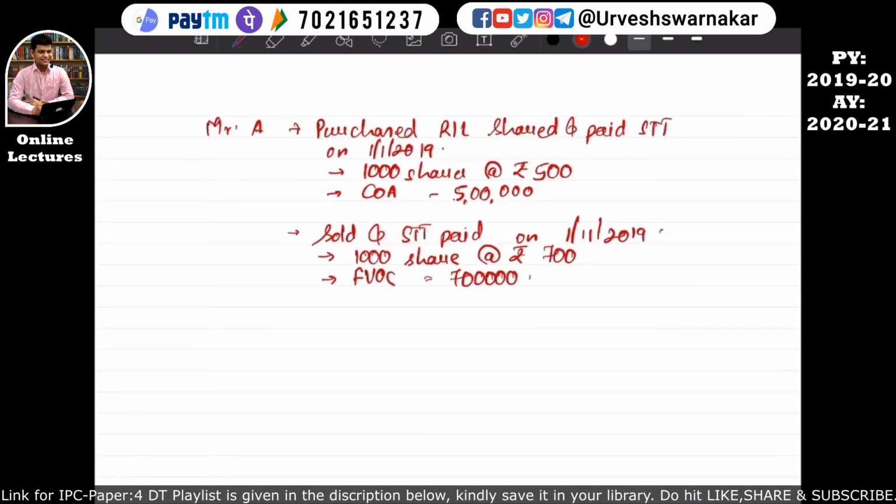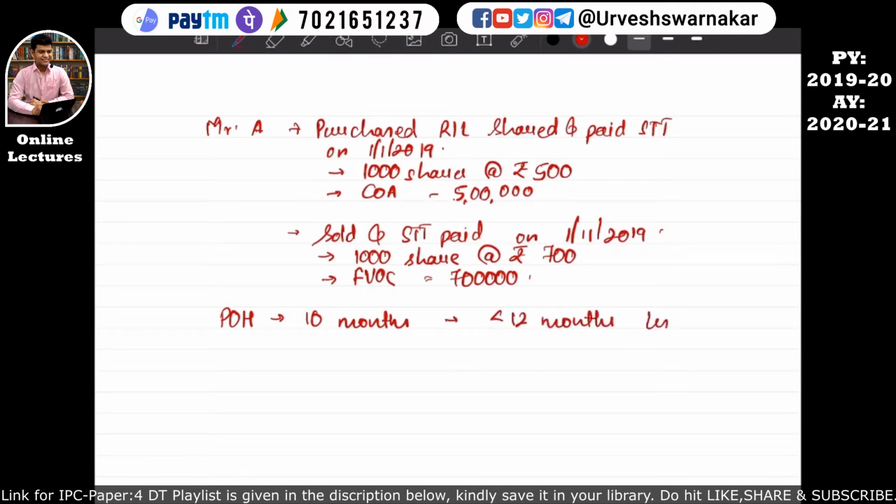So we need to firstly find out the period of holding. The asset is purchased on 1st of January 2019 and it is sold in the previous year 2019-20, and the date is 1st of November 2019. That means the asset has been held for a period of 10 months, which means that it has been held for a period of less than 12 months.